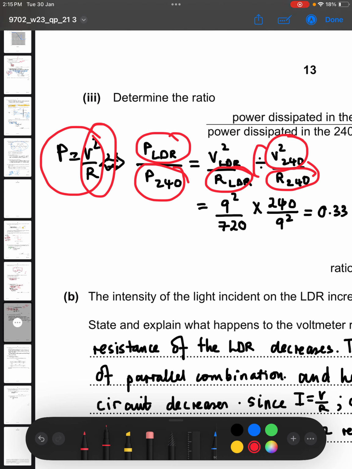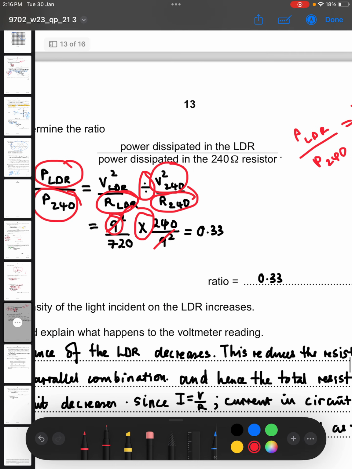Then, since there's a division sign, when it becomes a multiplication, we invert. When we invert now, 240 is on top, 9 squared is at the bottom. That's the voltage across the 240 ohm resistor. This is the voltage across the LDR, which is also 9. So the 9 squared cancels. 240 divided by 720 gives us 0.33.